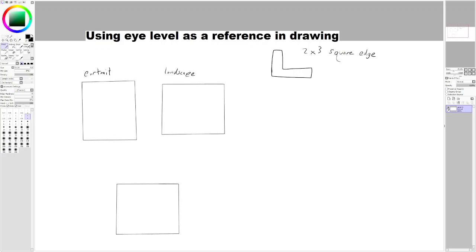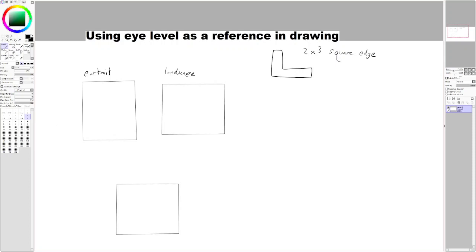Hello. In this video, I wanted to talk about using eye level as a reference in drawing. So, these things that I drew here, they're not the most prettily drawn things, but I would consider them thumbnails. Thumbnailing is a technique used for drawing or painting or a variety of things, and the idea is to sum it up in a small view, i.e.